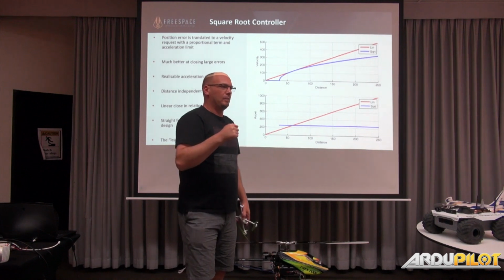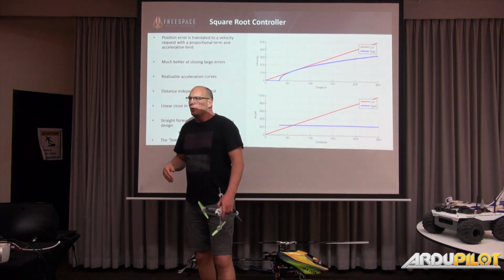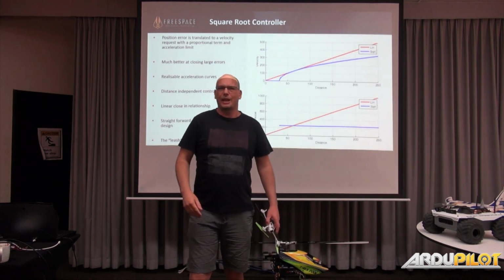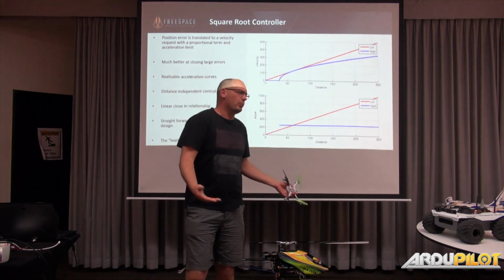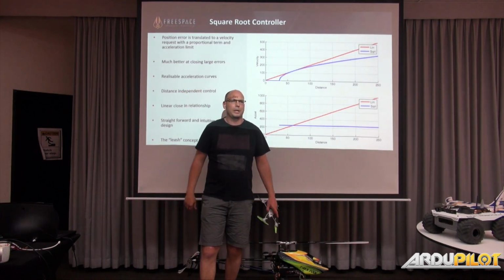A good example of this is you can stop from 60 kilometers an hour, let's say, 20 meters from the red lights. Quite comfortable, you know, it might be a little bit of aggressive braking.